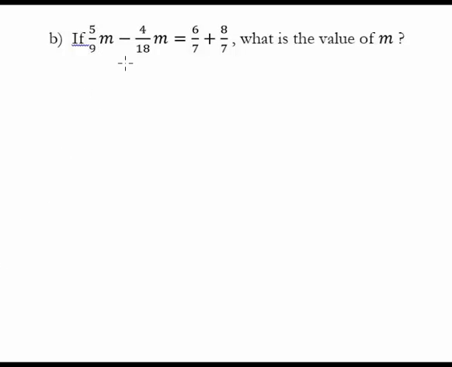If 5/9 m minus 4/18 m equals 6/7 plus 8/7, what is the value of m? So here's another case where we're going to need common denominators, because our denominators now are 9, 18, and 7, and 7. First thing we can do, let's look at the right side of the equation. They do have a common denominator. When they have a common denominator, we can add the numerators. 6 plus 8 is 14 over 7.